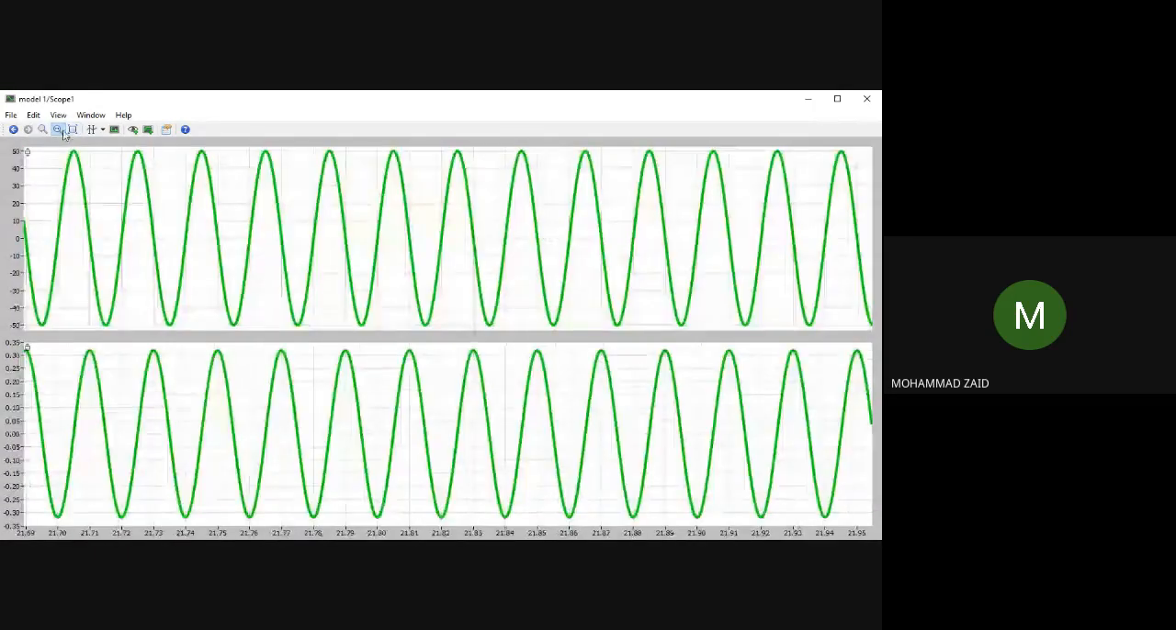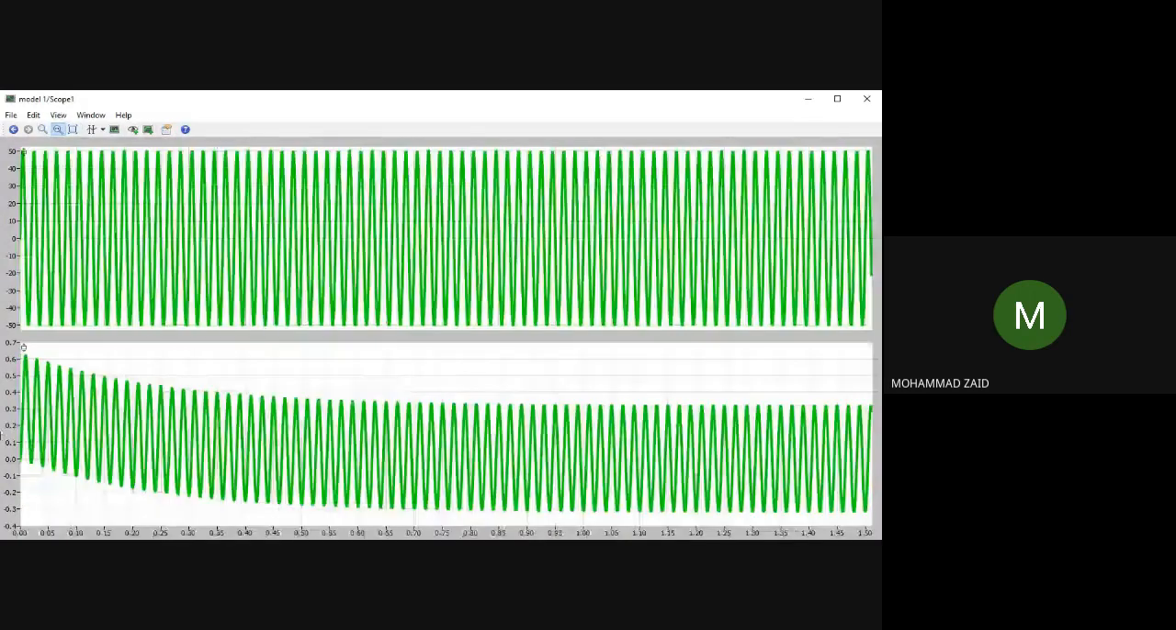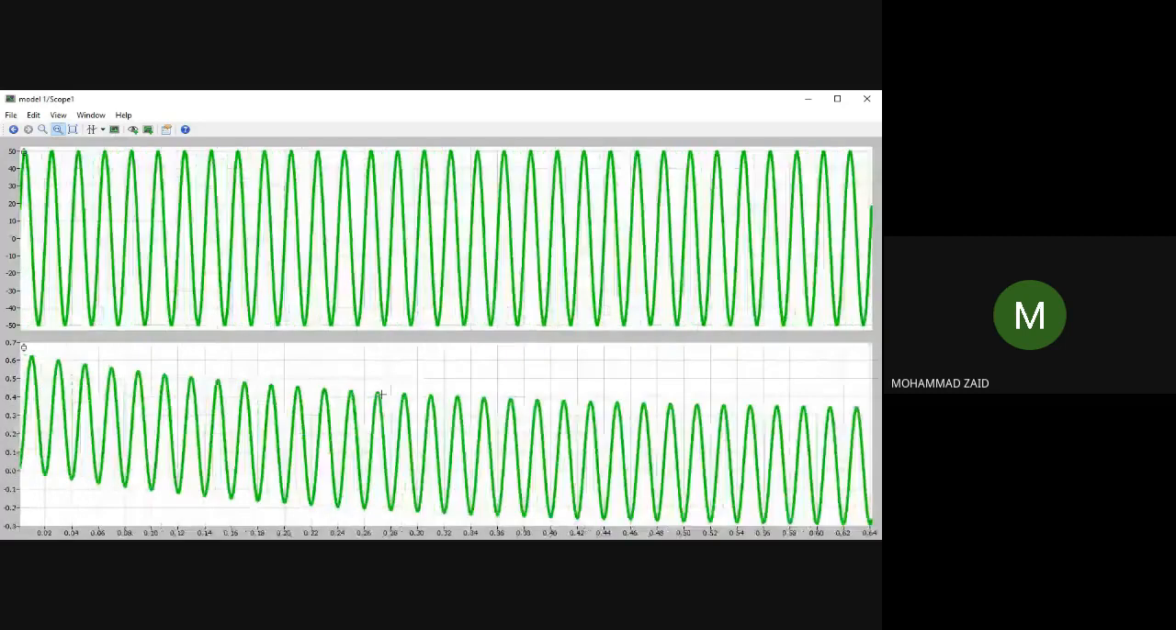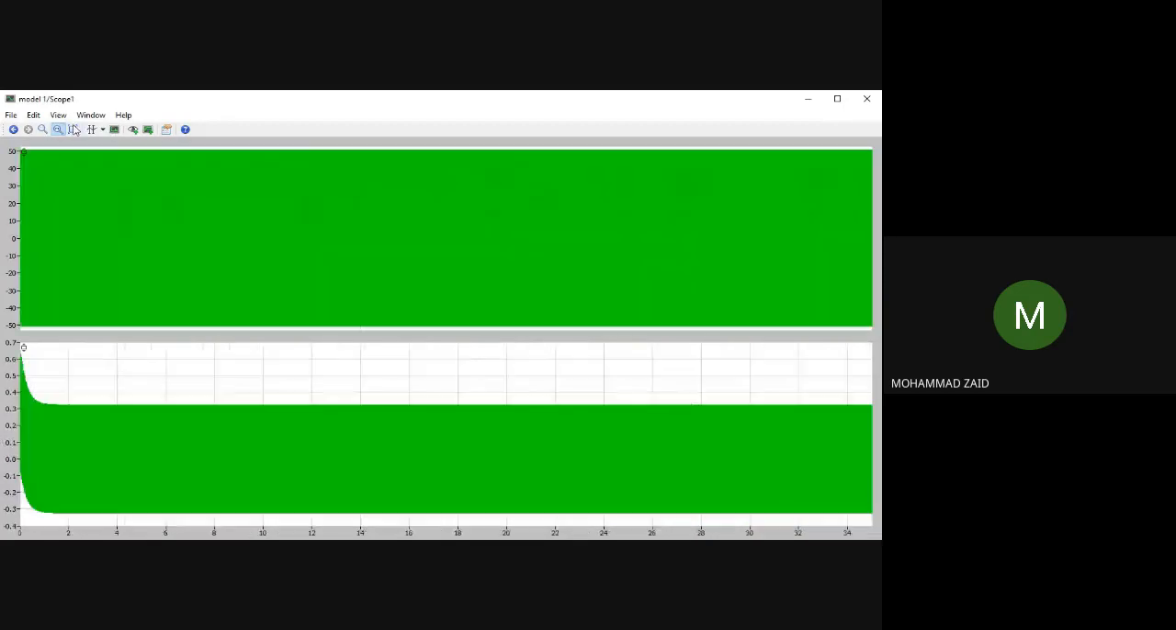So where is the transient part? The transient part is only this in the beginning. From here to here, this is the transient part. After that, the steady state part has started.